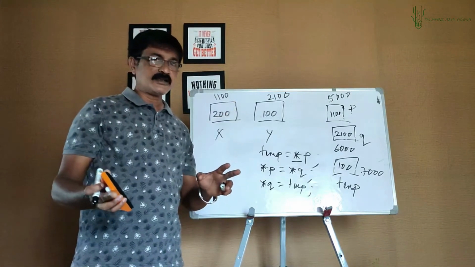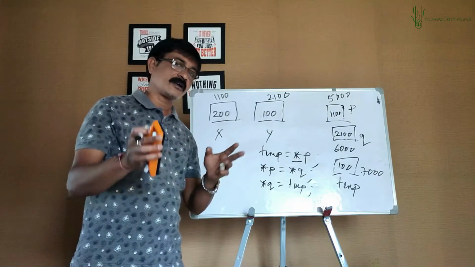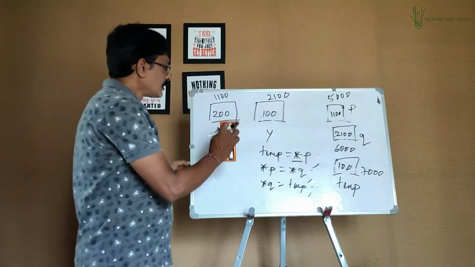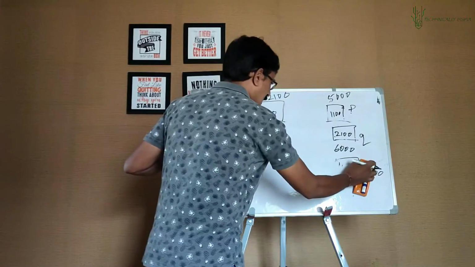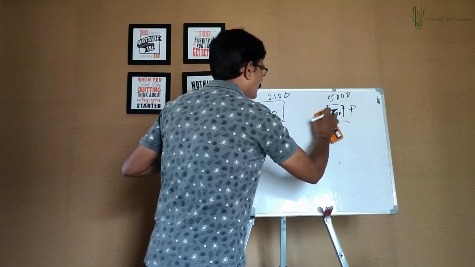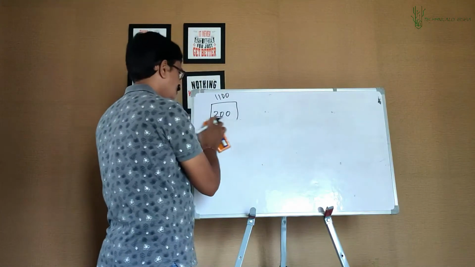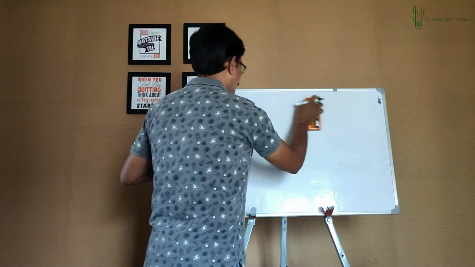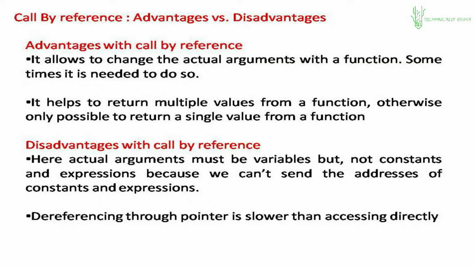Alright, that was a simple example of how call by reference and call by value work, and the difference between the two. Got it? Now, call by reference has its own advantages and disadvantages, friends. Let's have a look at this slide and understand the advantages and disadvantages of call by reference and call by value.